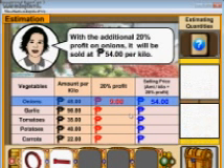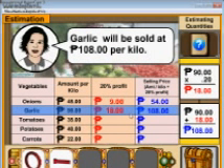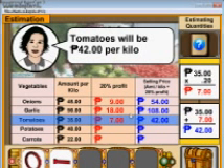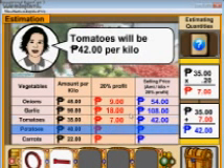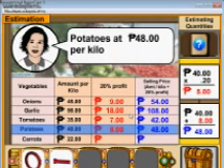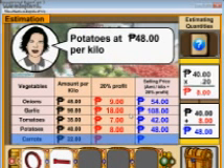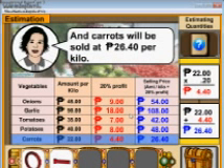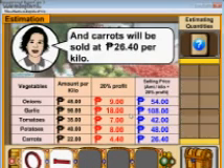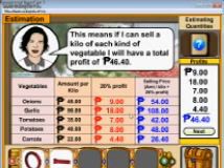The next one. Garlic will be sold at 108 pesos per kilo. It has 18 pesos profit, and the tomatoes will be sold at 42 pesos per kilo, which has 7 pesos profit. Potatoes at 48 pesos per kilo, which has 8 pesos profit. And the carrots will be 26.40 pesos, with 4.40 profit. This means if I can sell a kilo of each kind of vegetable, I will have a total profit of 46.40 pesos. That's actually a lot of money for each kilo.